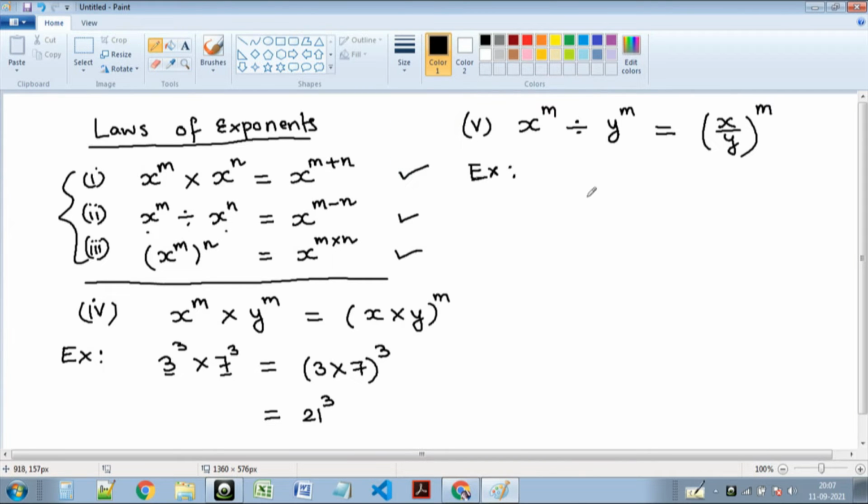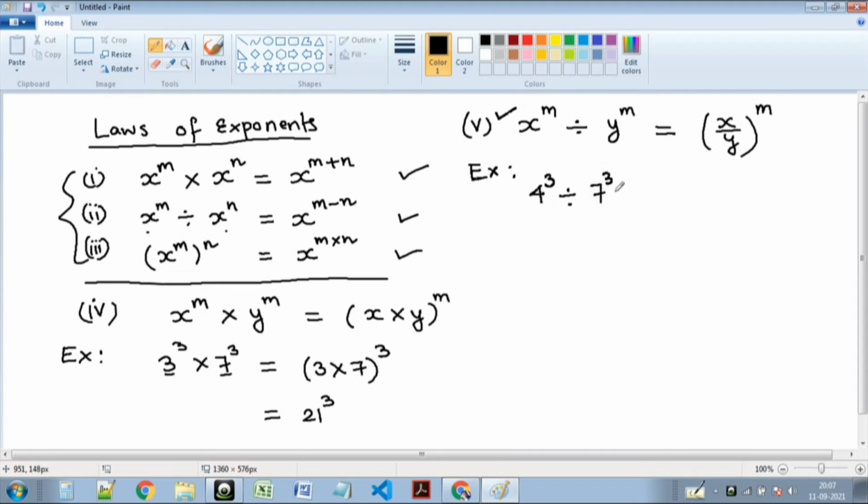Okay. So let's take one example for this also. If I'm taking 4 to the power 3 divided by 7 to the power 3, here also you can see that the bases are different. Here the base is 4, here the base is 7. But the powers are same. So we try to apply this rule.